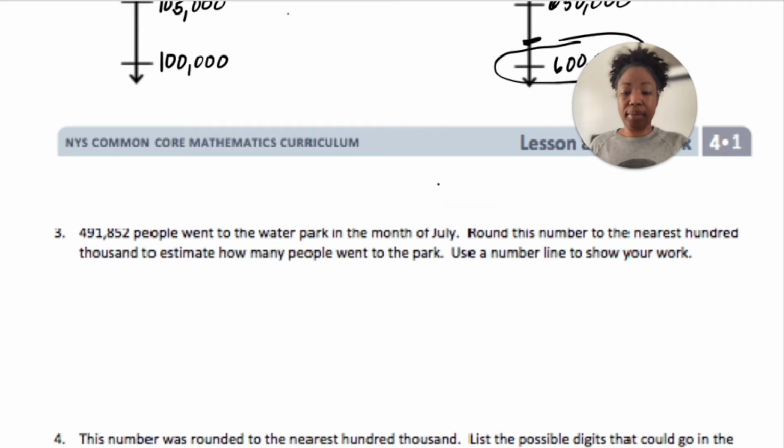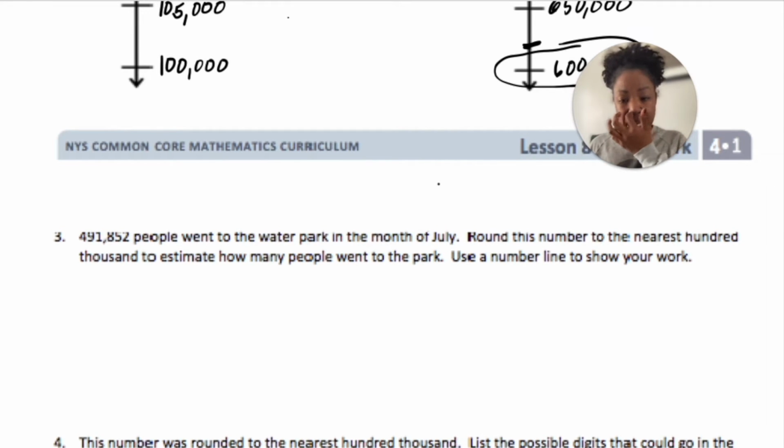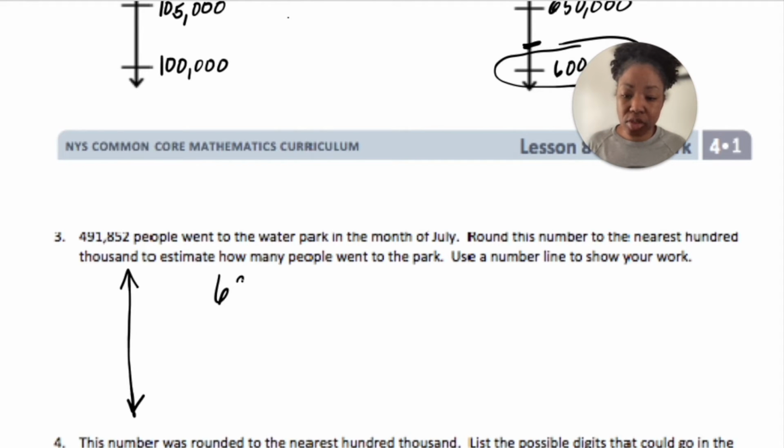For number 3, 491,852 people went to the water park in the month of July. Round this number to the nearest 100,000 to estimate how many people went to the park. Use a number line to show your work. Okay, so we have 491,852 that we're rounding to the nearest 100,000.